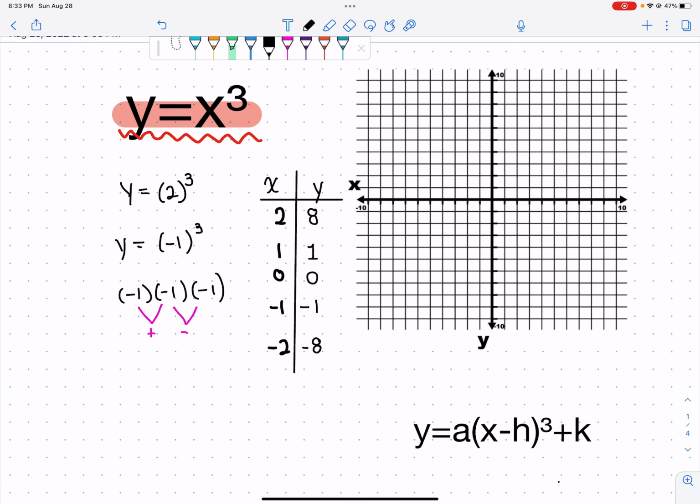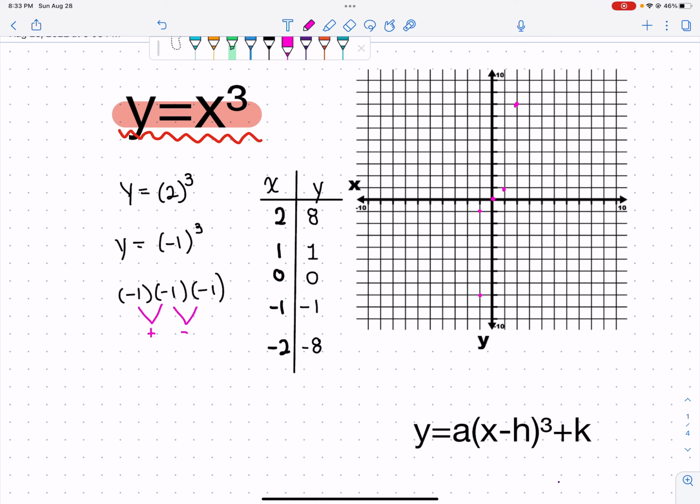Alright, so now let's go ahead and graph our standard function. So as we can see, we have 0, 0, so the origin, 1, 1, and negative 1, 1. Sorry, negative 1, negative 1. And then we have 2, 8, and negative 2, negative 8. I think I went one too far. Okay.